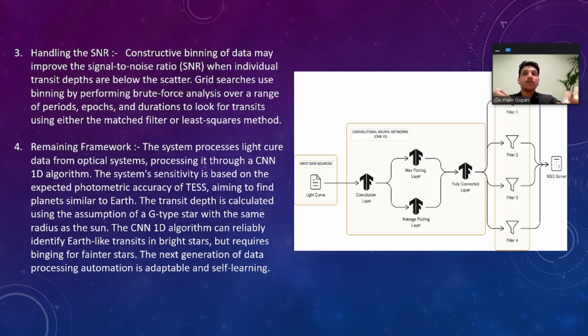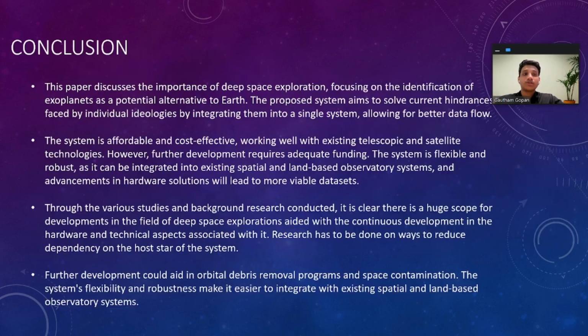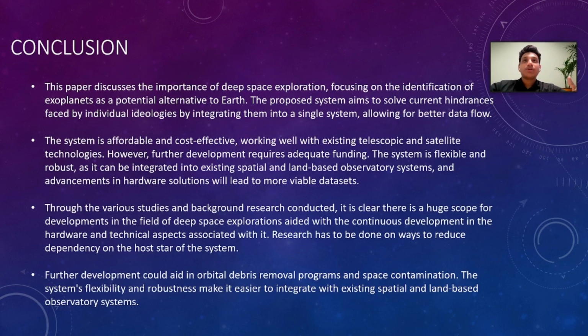The next generation of data processing automation is also adaptable through self-learning, which makes the system extremely versatile in nature, where add-ons can be easily added to enhance the overall efficiency of the system. This paper discusses the importance of deep space exploration, focusing on the identification of exoplanets as a potential alternative to the Earth system. The proposed system aims to solve the current hindrances faced by individual methodologies by integrating them into a single system, allowing for better data flow.